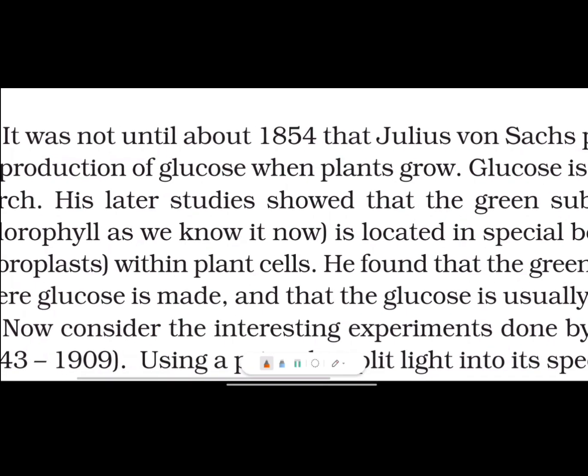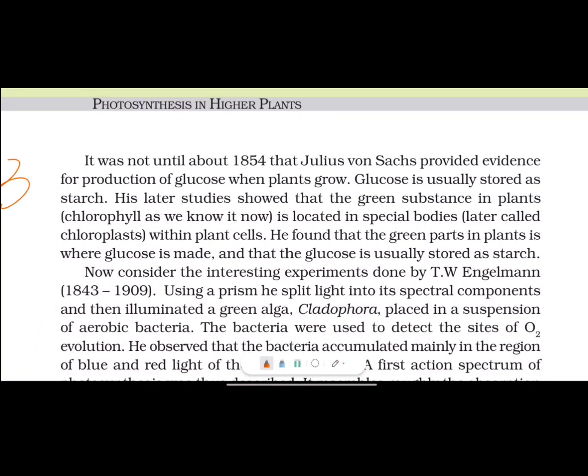It was not until about 1854 that Julius von Sachs provided evidence for the production of glucose. Now comes the third, very important experiment. Julius von Sachs, what did he do? He provided evidence for the production of glucose when plants grow. The keyword here is glucose. Glucose is usually stored as starch.